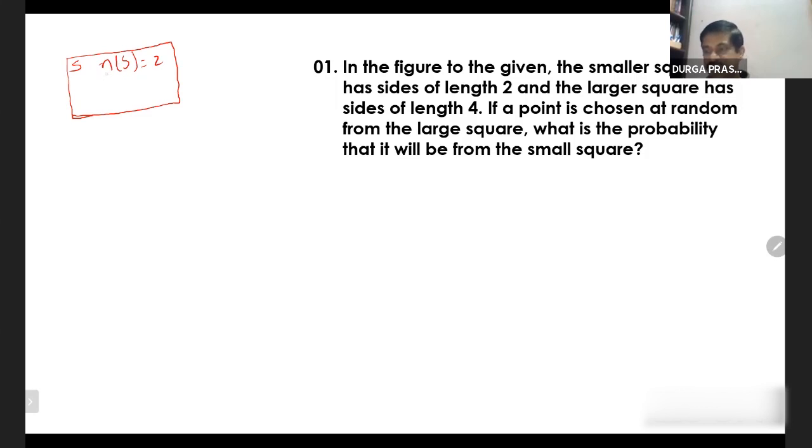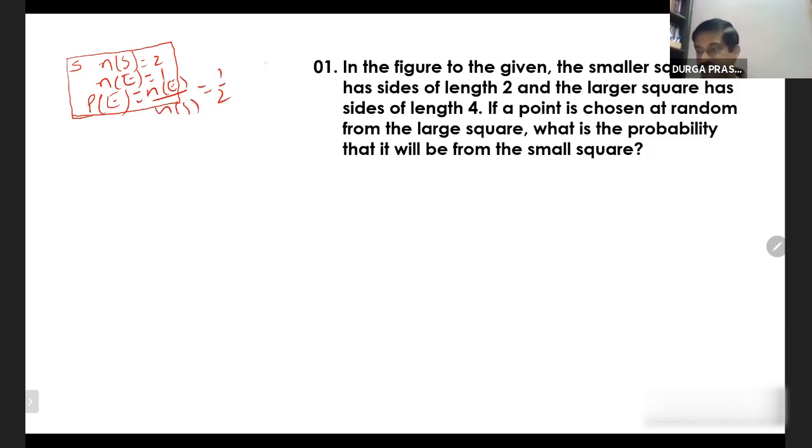So the number of favorable events is, I want head. So only one head, another tail, like that. So only once we can get it. So the probability of that event, P of E, is N of E by N of S, that is 1 by 2.